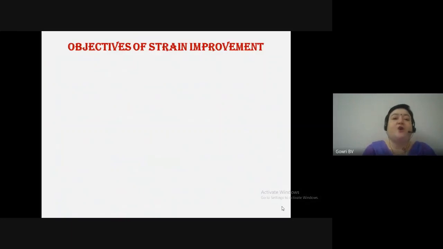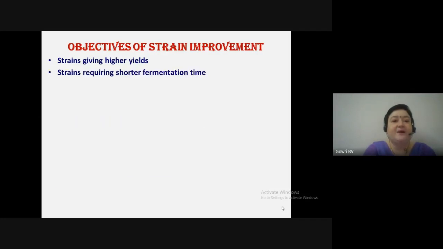So what are the overall objectives of strain improvement? You have various procedures, and why do we bring about strain improvement, or what are the objectives? It is a very important 5-mark question as such. The main objective of strain improvement is to produce strains giving higher yields. Number 2 is strains requiring shorter fermentation time.